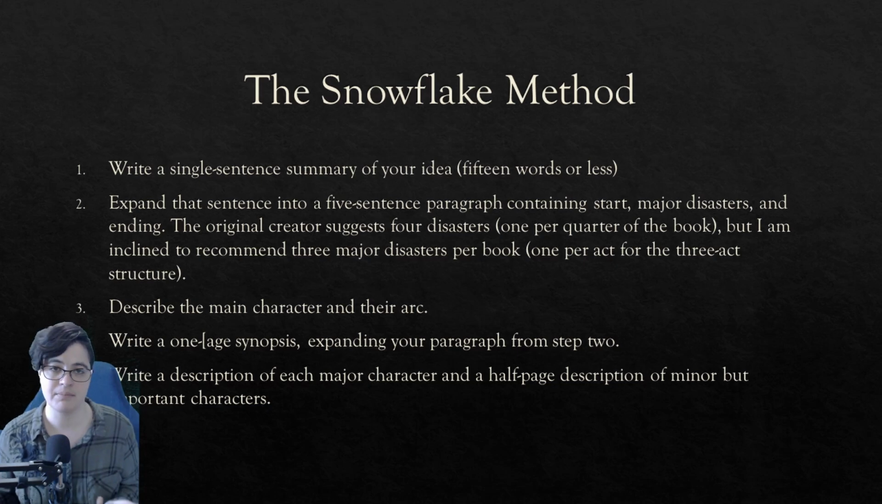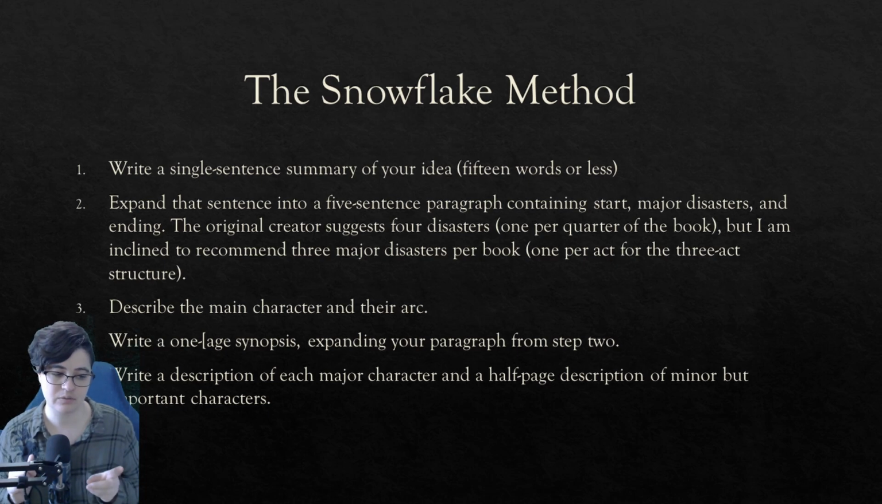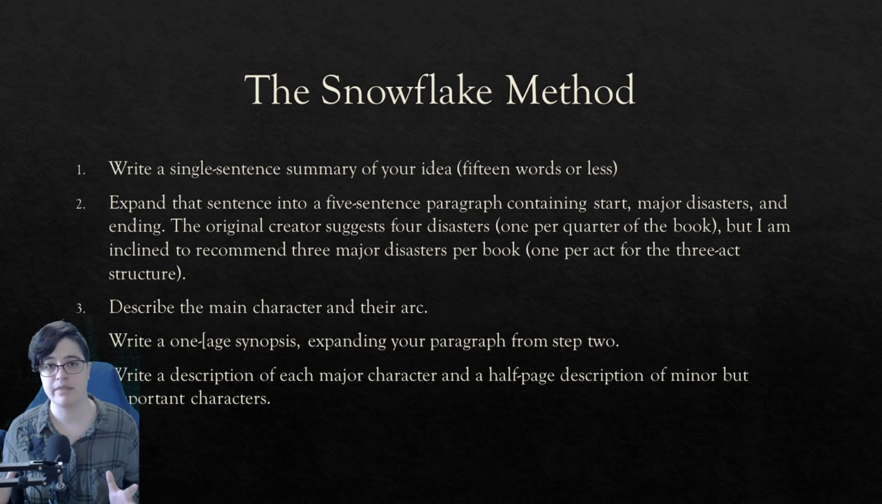Step 3 is describing the main character and what their arc is, who they are when they start, who you'd like them to be when they end. This is a vitally important part that a lot of writers skip. They like to, I will get to what disasters are in a second. They like to talk about their main character, but they don't really talk about the main character's journey when they are discussing the story. They just talk about who the main character is, not who they're starting as versus who they're ending as. And the main character's arc is a massive part of your story, and you should not skimp on that.